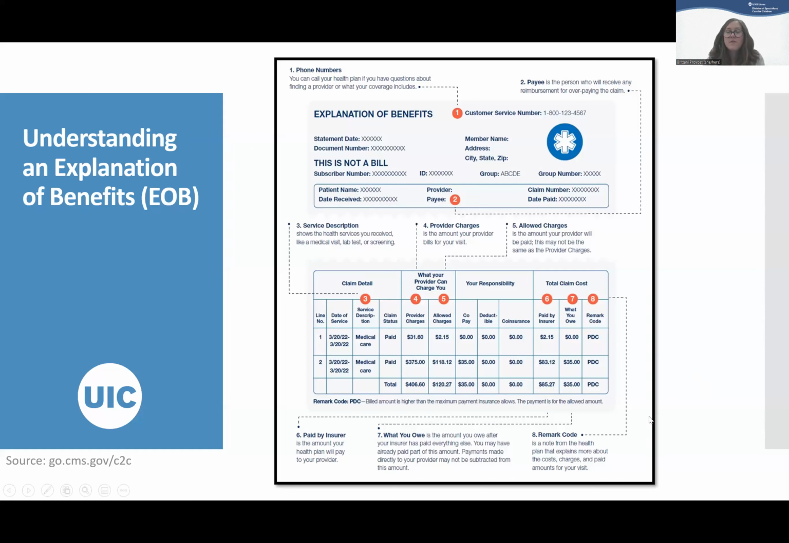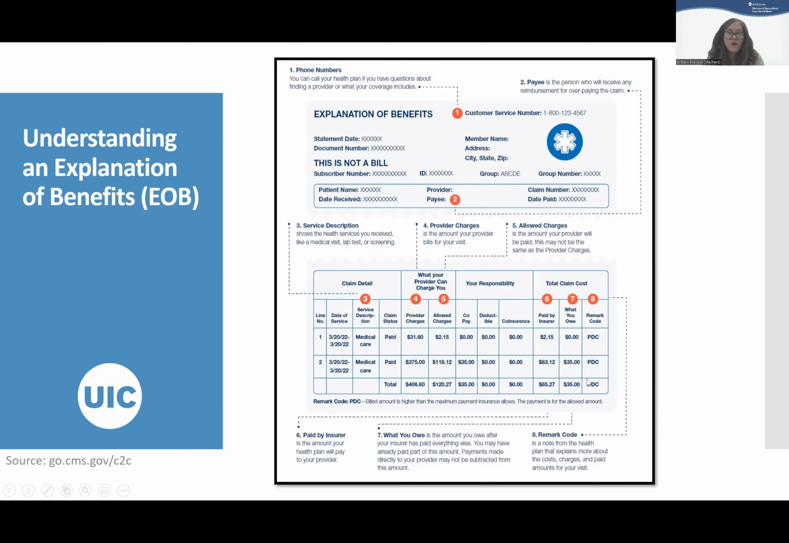And then the other thing I want to make sure you know about is the remark code. This column right here that says remark code, if something was denied by your insurance, is really important to pay attention to because it's going to give you a little more of an explanation of why it was denied. It may say something like prior authorization not received, referral not received, or not medically necessary. So it's important that if something gets denied, this is a starting place to know what went wrong.